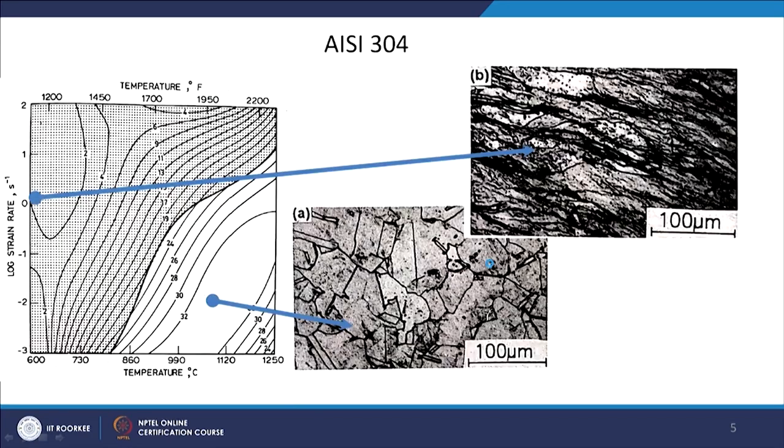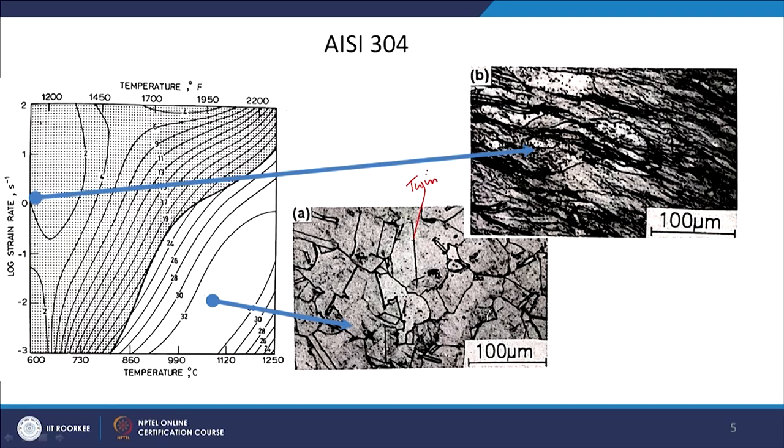This is another alloy, stainless steel 304. You can see a very large unstable region is shown here, and the efficiency is high in this particular area, around 32% or so, and there you can see the microstructure. Of course, it has a lot of these straight boundaries, and these are actually twin boundaries.